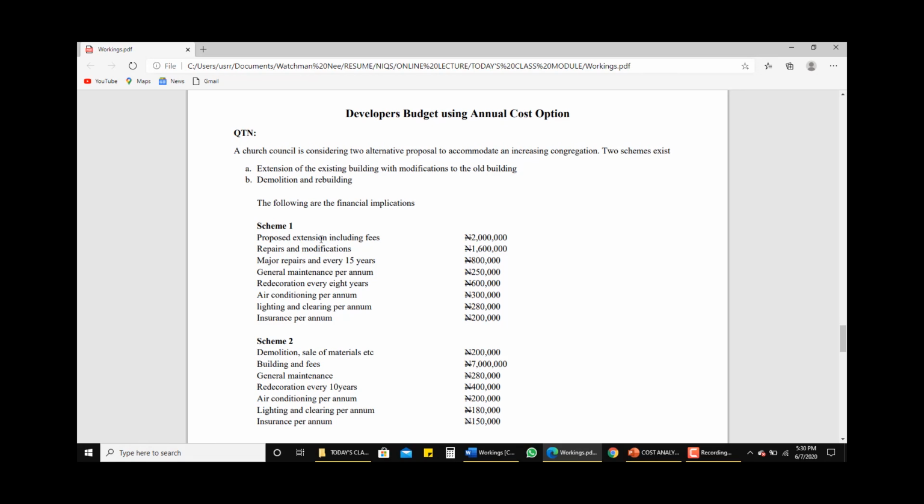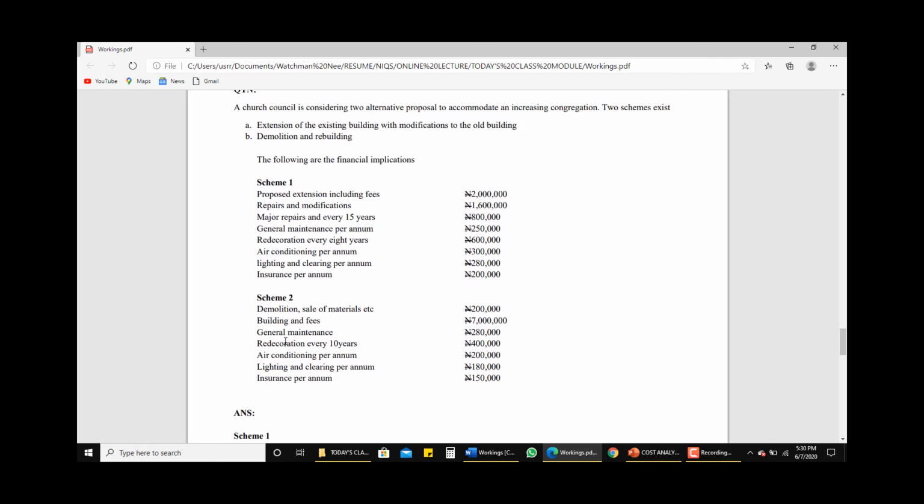For scheme 1, proposed extension including fee is 2 million naira. Repair and modification is 1,600,000. Major repair every 15 years is 800,000 naira, and general maintenance per annum is 250,000 naira. Redecoration every 8 years is 600,000 naira. Air conditioning per annum 300,000 naira. Lighting and cleaning per annum 280,000 naira. Insurance per annum, so they go on that way.